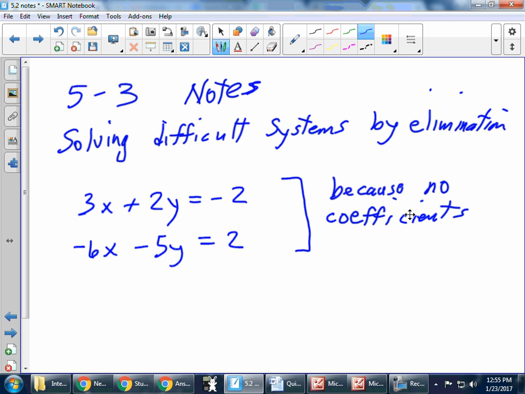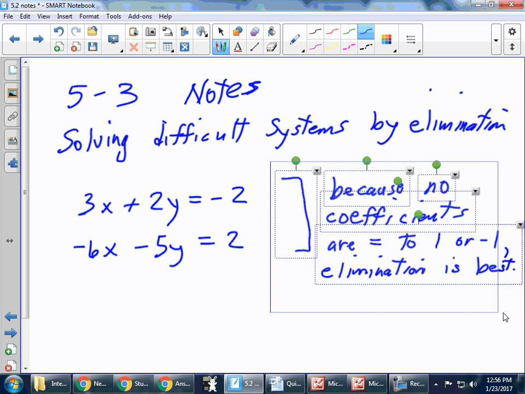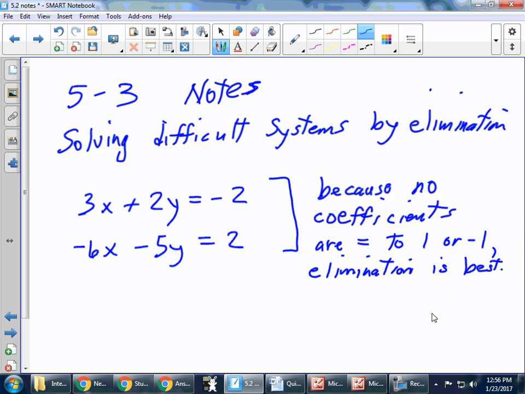Okay, thank you. Because no coefficients are equal to 1 or negative 1, elimination is best. Elimination is best because no coefficients here are equal to 1 or negative 1. That's when you see that. If you see these more complicated ones, then you know you've got to use elimination. You don't have to, but it's simpler, it's best. Okay, so then I'm going to say this.